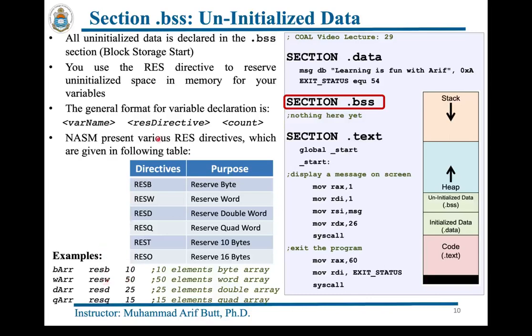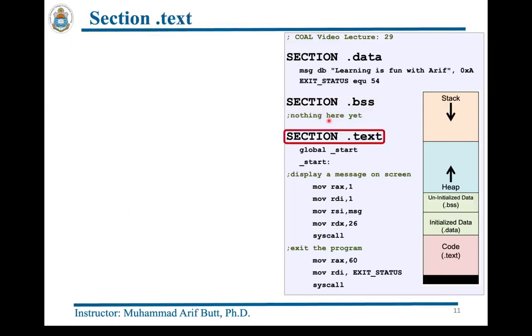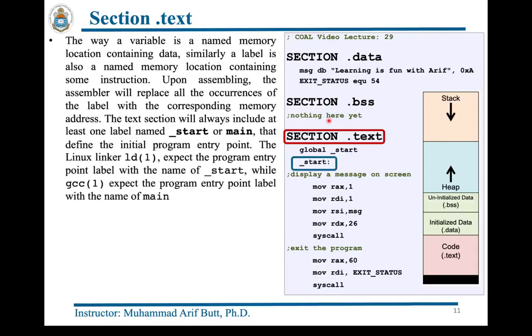And remember, these variables will be placed in this part of your process address space, the uninitialized data section. And in this code, since there are no variables declared with the reserve directive, there is nothing over here. In our future sessions, we will use this part of the assembly code as well. Okay, we move on to the section .text now.